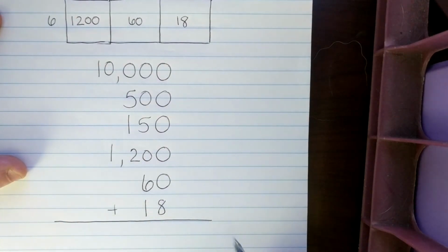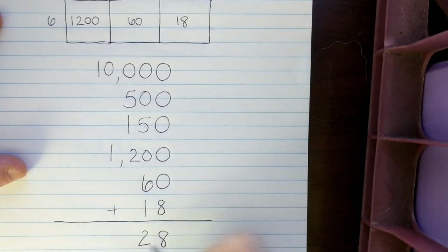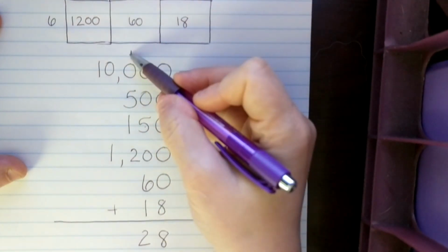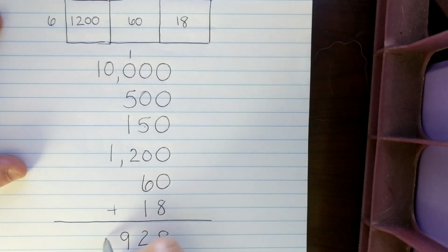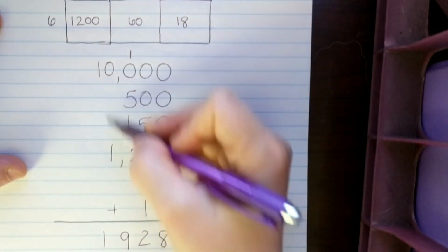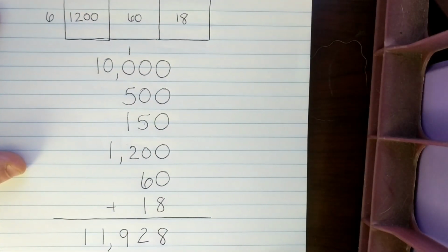and then I'm just going to add each of my columns. So I have 8 in the ones column, 6, 5, and 1 makes 12, 5, 6, 7, 8, 9 in my hundreds column. I would have 1 in my thousands and 1 in my 10,000s. So my final answer is going to be 11,928.